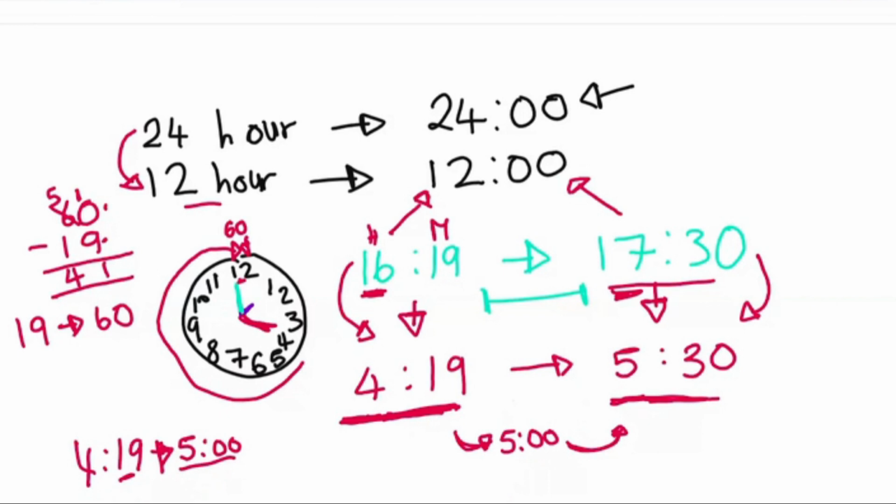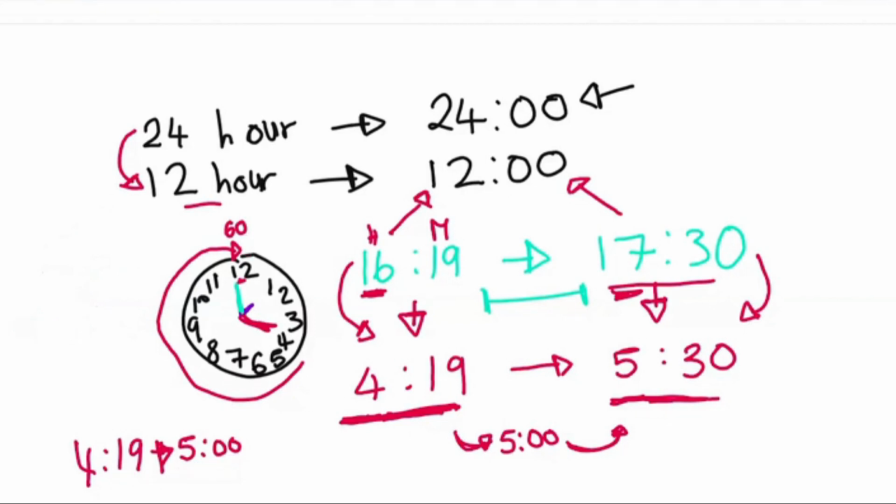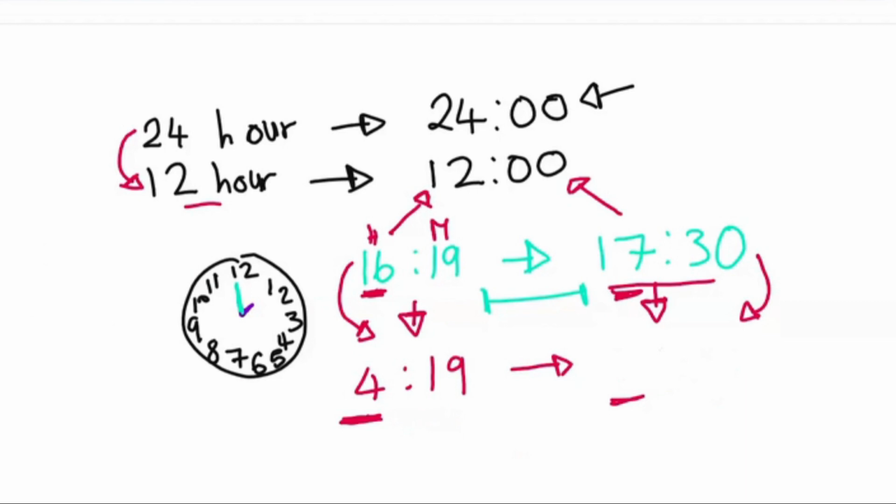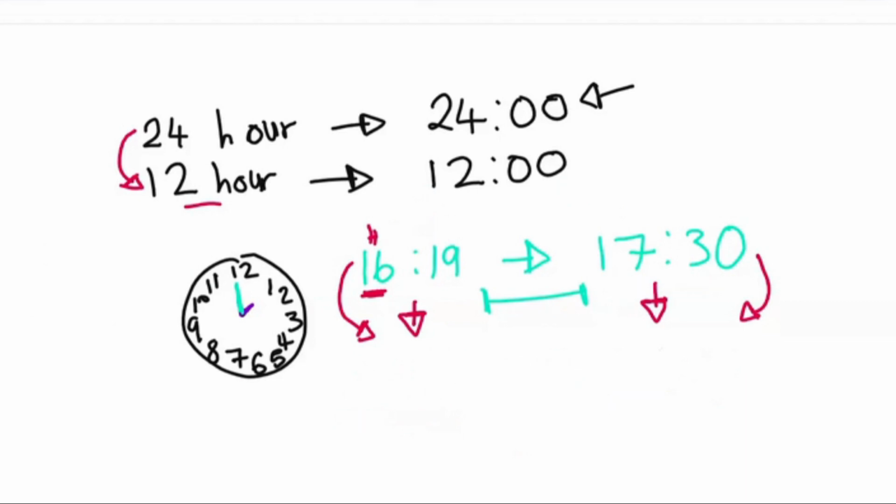Just as a recap, when we're finding out how many minutes there are between times, the first thing we need to do, if it's written as a 24-hour clock, is change our 24 hours into an analog 12-hour time, just so we can get a better understanding.